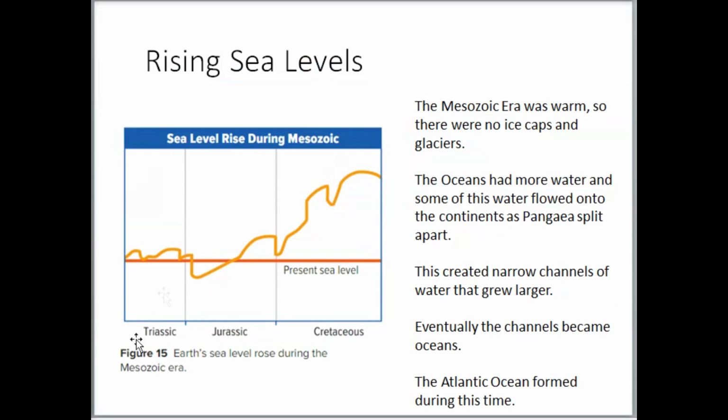You also had rising sea levels, so from the Triassic to the Jurassic to the Cretaceous, you had this warming of the earth, and as a result, the sea levels rose as well. There were no ice caps, because it was warm, and the oceans had more water, and the water flowed into Pangaea, splitting it apart, and this created narrow channels of water that grew larger. Eventually, the channels became oceans, and the Atlantic Ocean formed during this time.